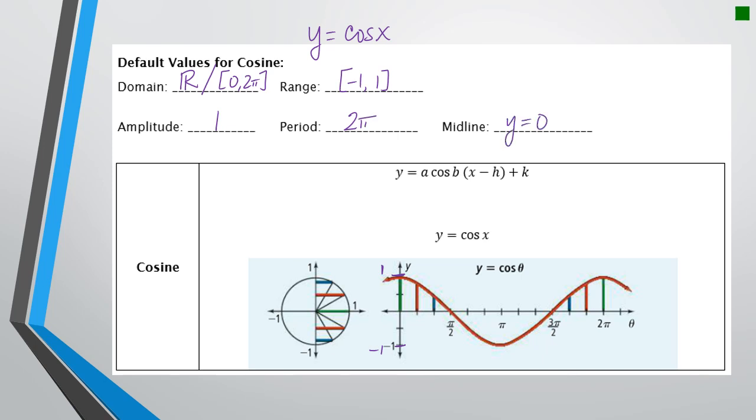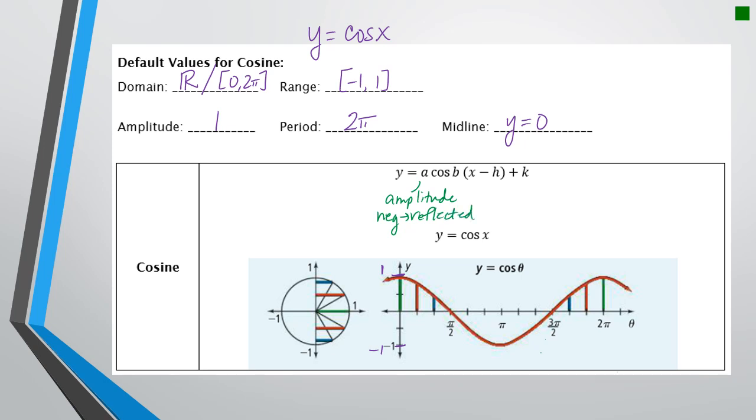So these are all the standard, default values. The only time that those things are going to change is if you have different values put into your equation. So really quickly, I want to review what all of these letters do. They actually do the same thing as they did in sine. Your A value affects amplitude, which tells you how much above and below the midline you go. It also tells you if it's negative, that the graph is reflected.